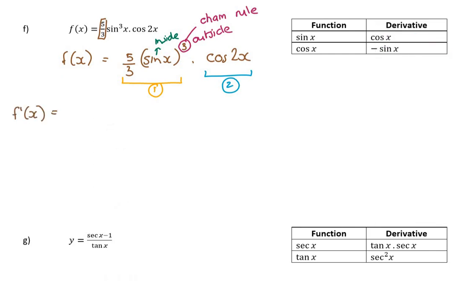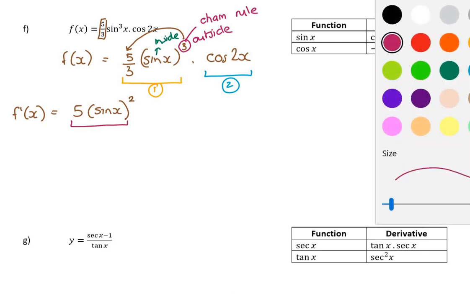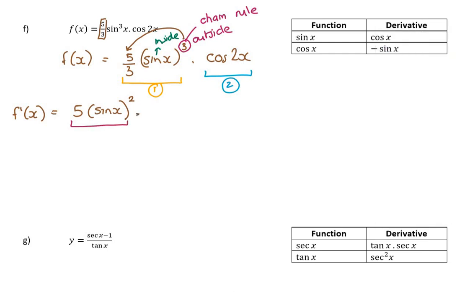So, the rule says differentiate the outside function, which is the fact that you've got an exponent of 3. So I'm going to bring down my 3, and guess what? 3 times 5 over 3, the 3's cancel, and I get 5. So it's 5. Leave your inside function alone, so that's sine x. Subtract 1 from the exponent. So this is the outside function of function number 1. Multiplied by the derivative of the inside function, which is sine x, and that differentiates to cos x. So that's the derivative of the inside function.